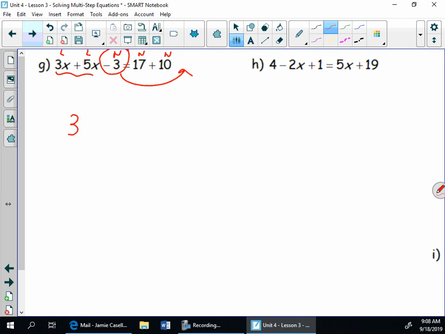Okay, 3x plus 5x was totally fine. Equals. The 17 was in a good spot. The plus 10 was in a good spot. It was just that minus 3, which moves over to the other side by opposite, adding plus 3. Letters on one side, numbers on the other. Let's collect. 8 x's, 17, 10, and 3 makes 30.